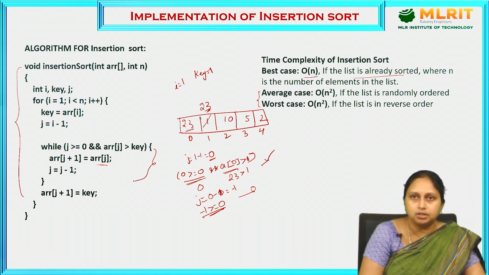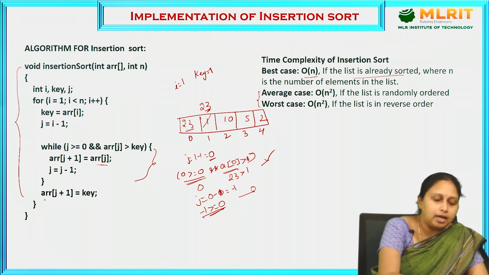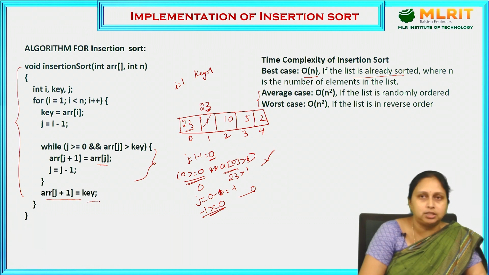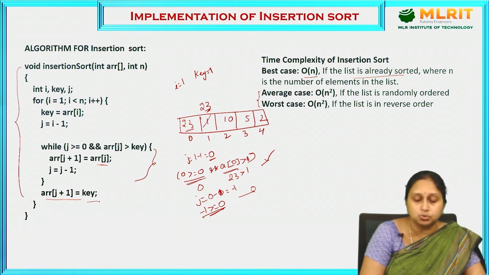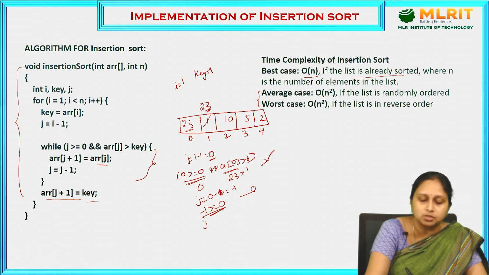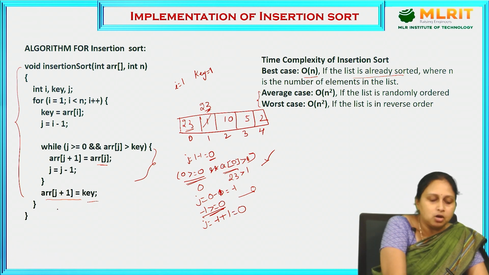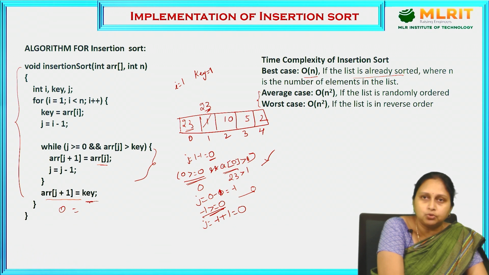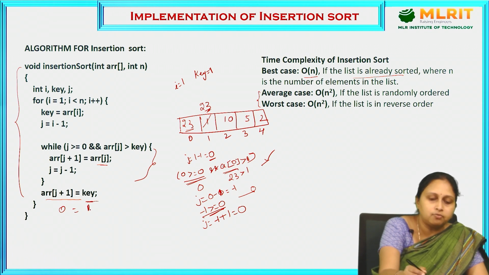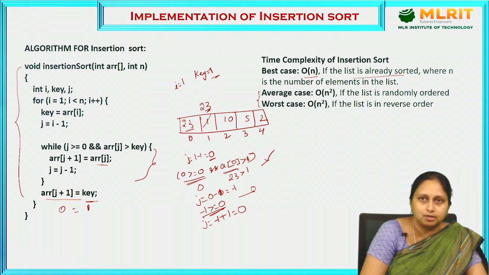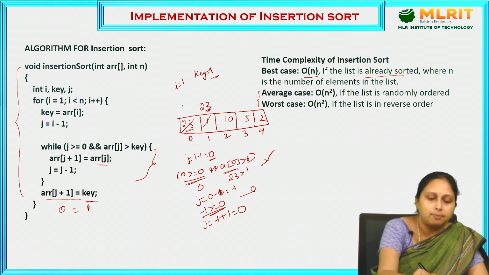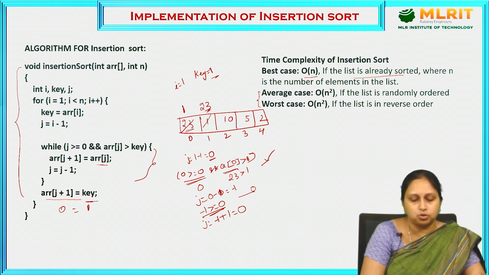After terminating this loop, what are we doing? In array of j plus 1 equal to key, array of j plus 1, what is j now? J becomes minus 1. Minus 1 plus 1 is nothing but j value now 0. In a of 0, we are going to place the key value. What is your key value? Key value is nothing but 1, whatever we already stored here. That one is going to come into this a of 0.